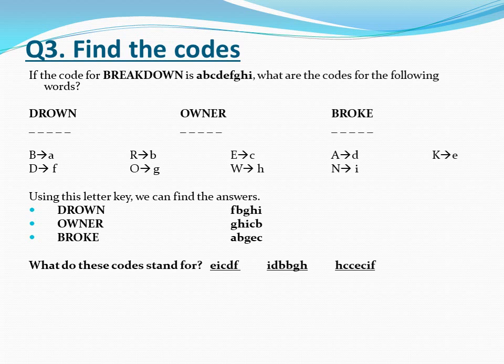So the next part you need to solve is, what do these codes stand for? This time they are giving you all the letters in lowercase. So E, I, C, D, F. Second is I, D, B, B, G, H.